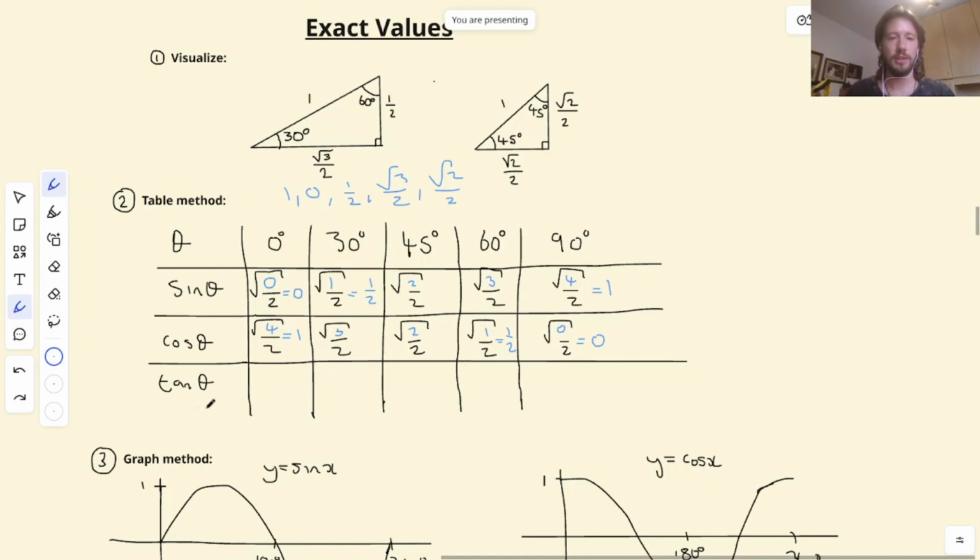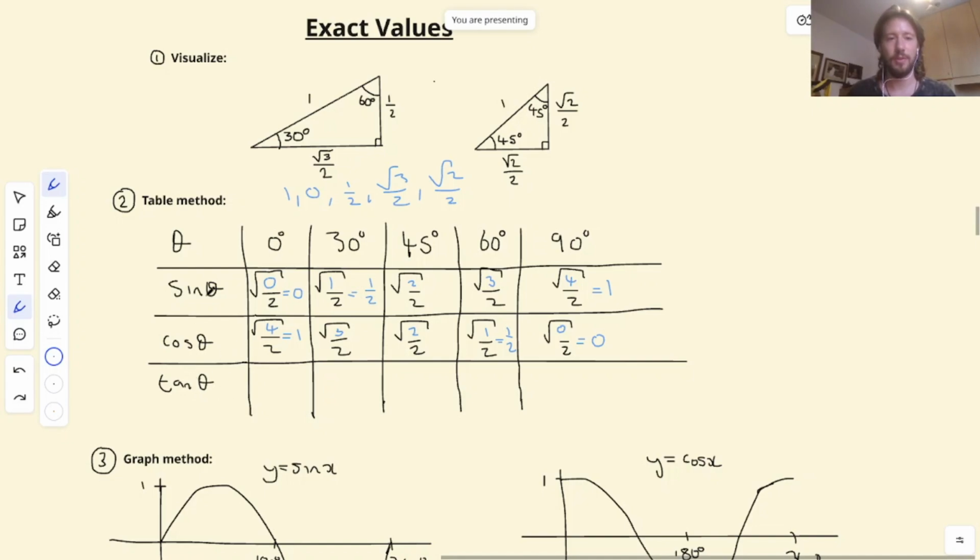Now, why have I not included tan here? Well, by now we should know that tan is equal to sine divided by cosine. So we can actually just use our memory of the sine and cosine angles to find tan. So we'll never have to remember the tan angles, only the sine and cosine, and that will make it easier. So what are the tan angles? You can give it a go here before I show you the solution.